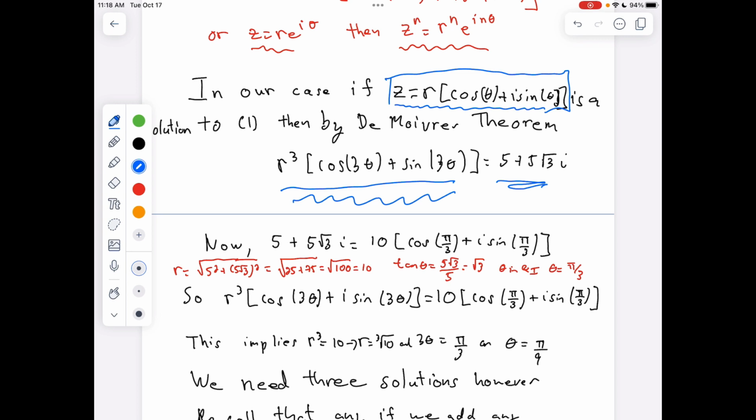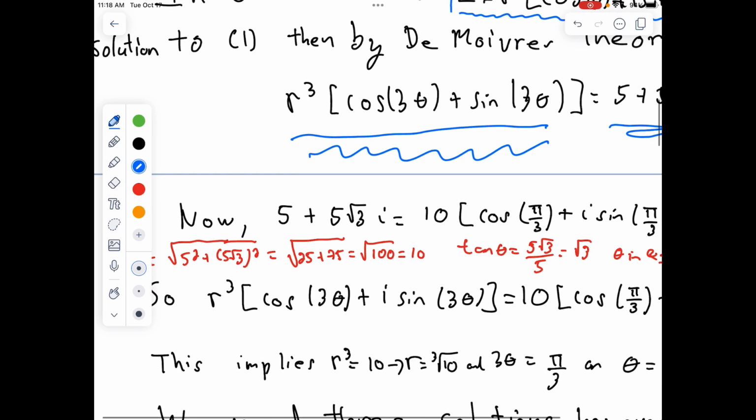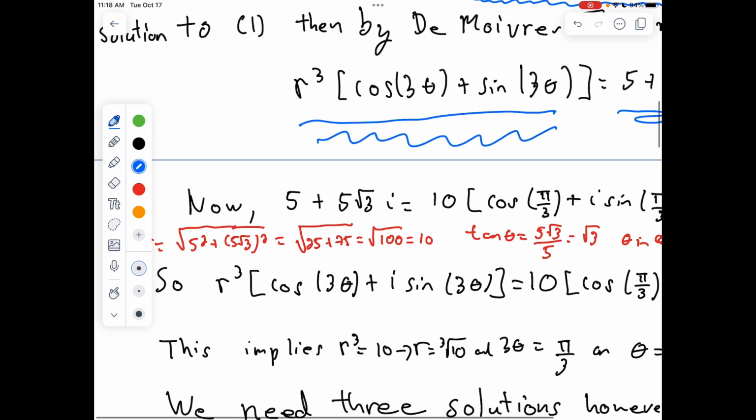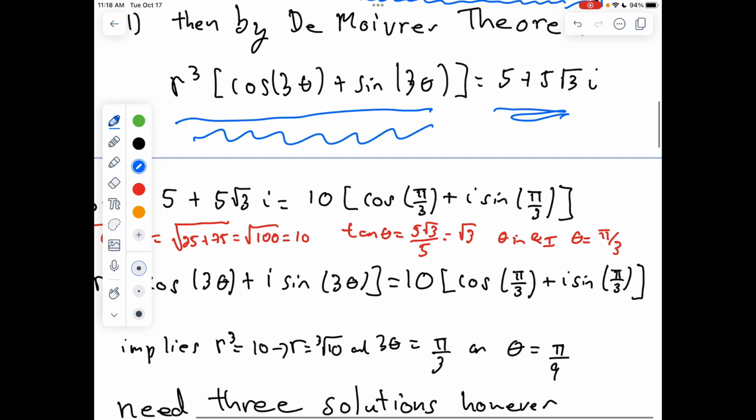Now, you might ask yourself, how did I do that? R is the square root of the sum of the squares of the components, the real part and the imaginary part. So 5 squared plus 5 root 3 squared is 25 plus 75, which is 100. The square root of 100 is 10, so that's what your r is. Then the tangent of your angle is equal to the imaginary component over the real component, which is the square root of 3.